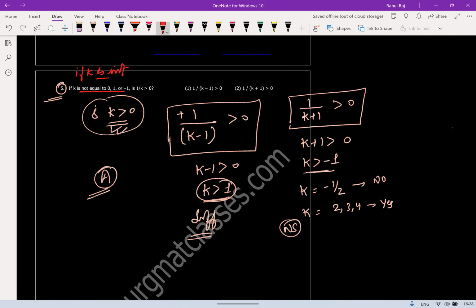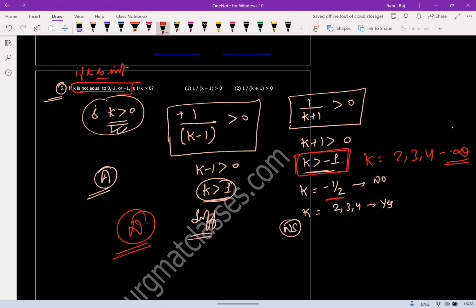D. Because it says k is greater than negative 1, right? Statement number 2 gives you what? k is greater than negative 1. But they have also told you k is not equal to 0, 1 and minus 1. So the only value k can take is 2, 3, 4 to infinity. Am I right? Why did I take minus half earlier? Because it is not given in the question that k is an integer. In the actual question, it is not given. If it is given that k is an integer and k is greater than negative 1 and k is not equal to 0, 1 and minus 1, the only values of k you can take are 2, 3, 4. Agreed? Yes. So the answer will go to D.